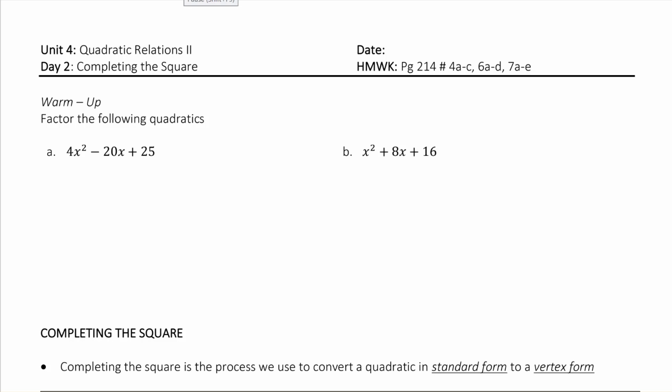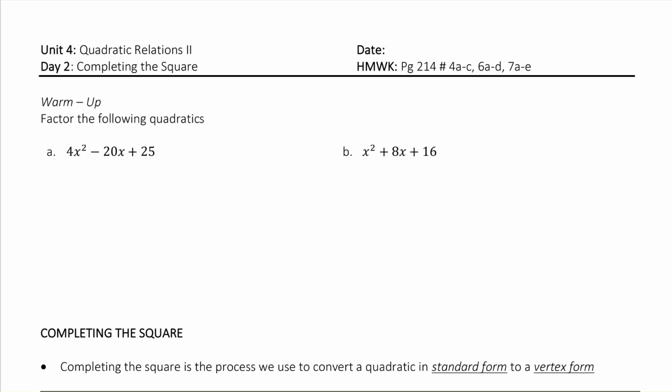Hello everybody, this is Unit 4 still, Day 2: completing the square. Some of you would have completed this process in grade 10, some of you have not. We'll go through a number of examples and list the steps out so that you understand this process fully.